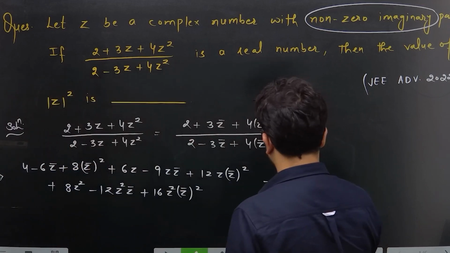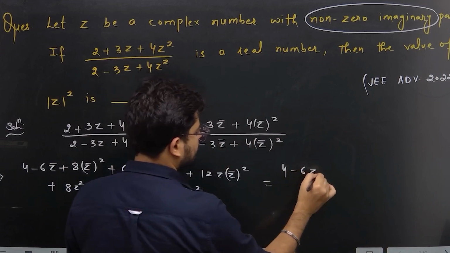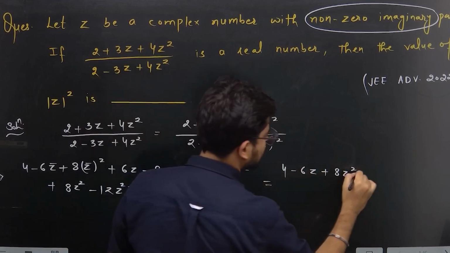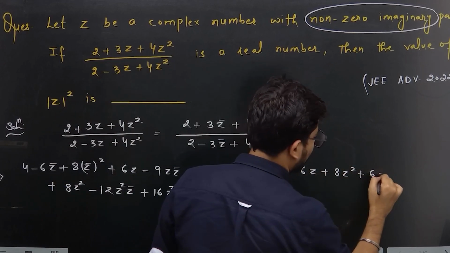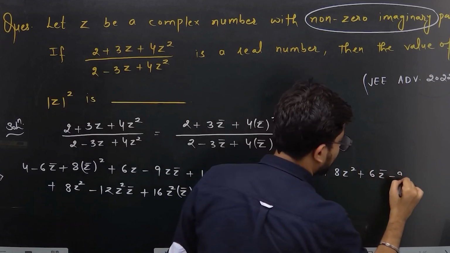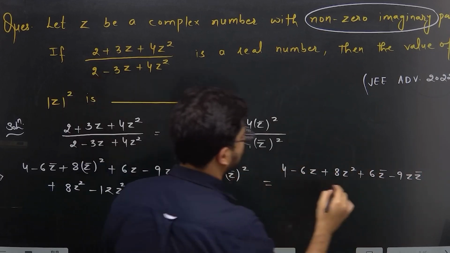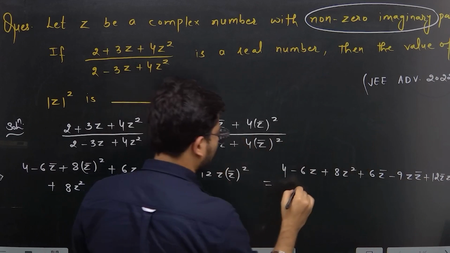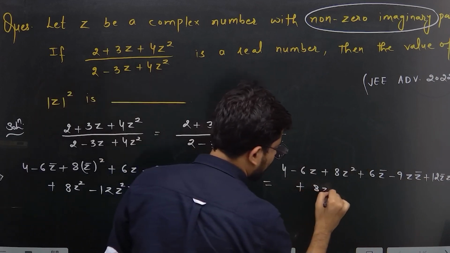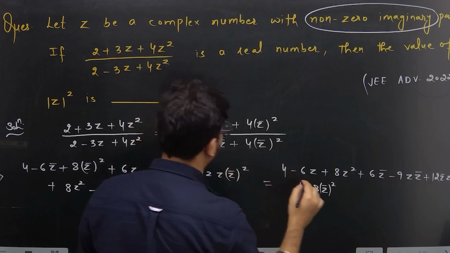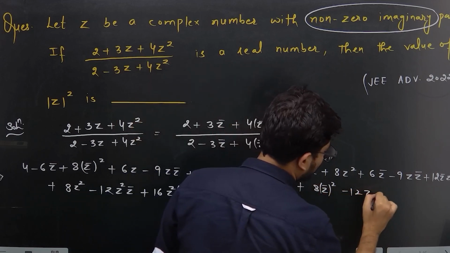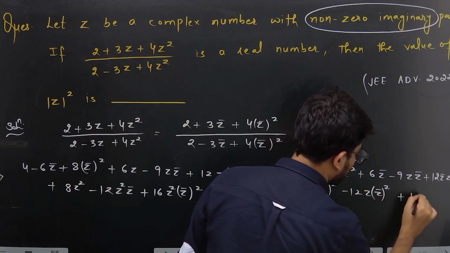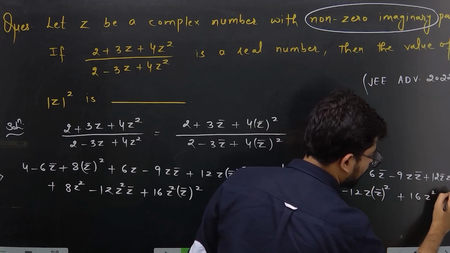2 into 2, that is 4, minus 6z, plus 8z square, plus 3 into z bar, that is 6z bar. Okay, minus 9zz bar. Okay, plus 12z bar into z square. Now plus 8z bar square, minus 12z into z bar square, and plus 16z square into z bar square.